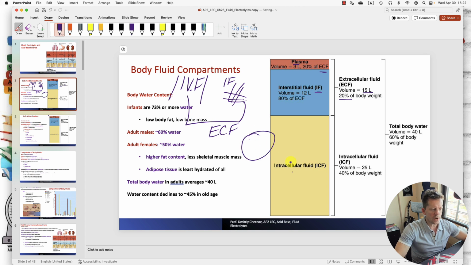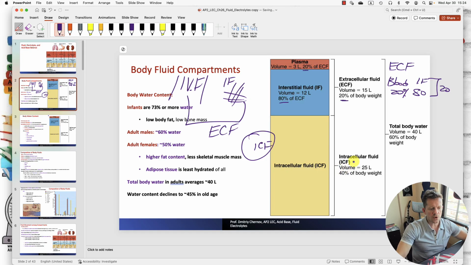And then intracellular fluid, that's inside of the cell. So intracellular fluid is about 40% of the body weight. The extracellular fluid is 20%, and that 20% includes 20% plasma and 80% interstitial fluid. So if you take extracellular fluid, the blood will be about 20% and interstitial fluid would be 80%, and this equals 20% of the entire total body weight.